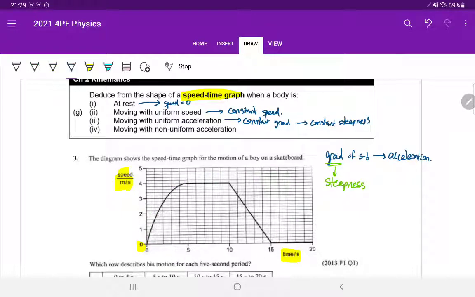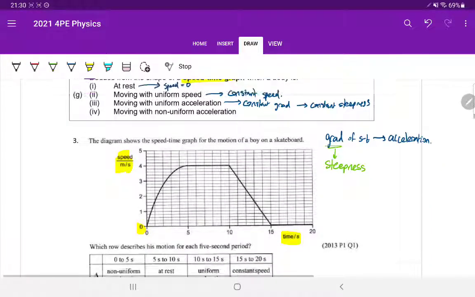Is there anywhere in this graph that's constant steepness, other than moving at constant speed or at rest? This is constant speed and at rest, but the acceleration is 0 there because the gradient is 0. And here you have a constant steepness, where the speed is decreasing at a constant rate. So this is a uniform deceleration.